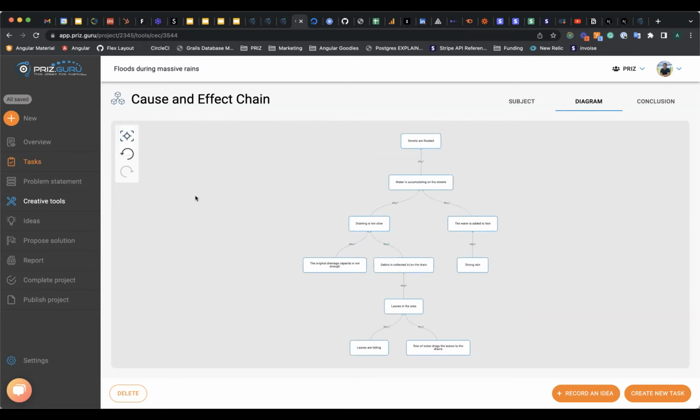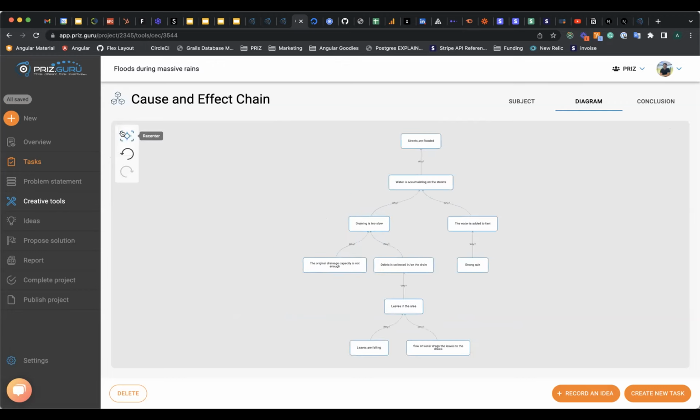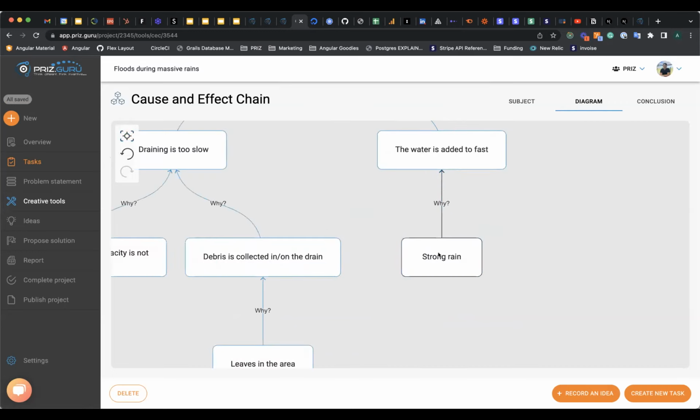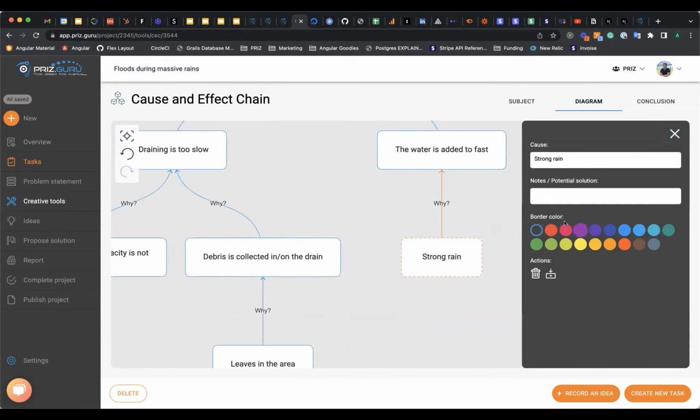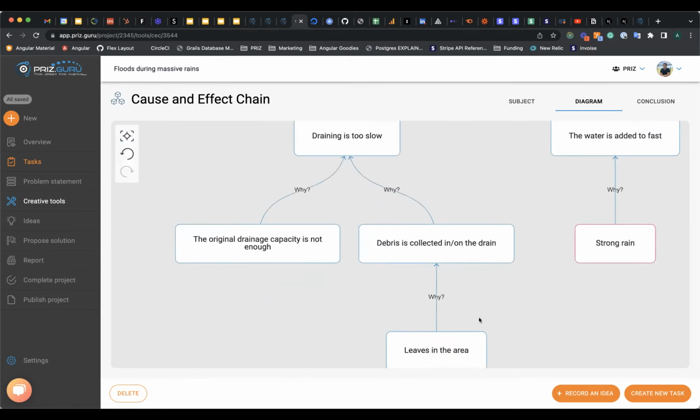So now we start getting some sort of picture, understanding what's going on with this system of rain and the water that is draining, right? Now, the fact that we have strong rains is great. It's a great root cause, but there's nothing we can do about it, right? I'll mark it as red for myself. Not much we can do about it.